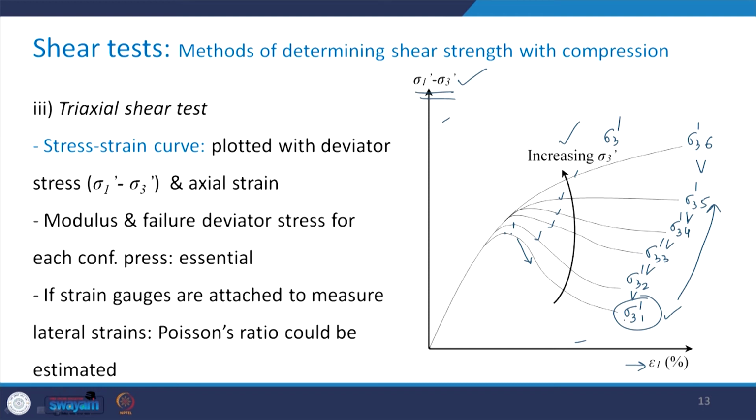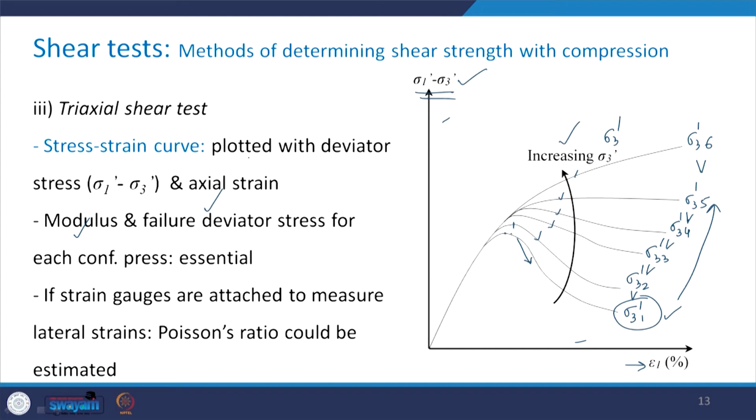From these stress strain responses we can find out the modulus. We have discussed this. You had three kinds of modulus, E T 50, E T and E naught, which is the initial tangent modulus, and you know how to determine that. So, for each confining pressure we can get the modulus and the failure deviatoric stress.